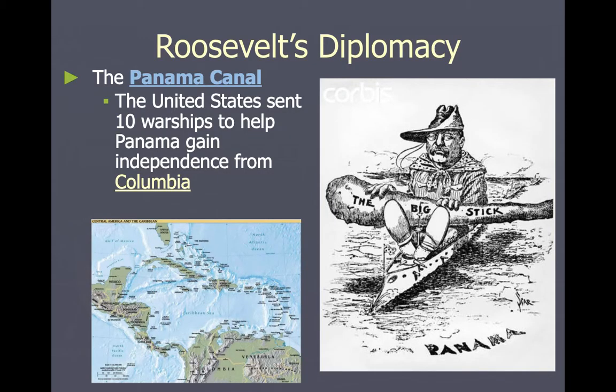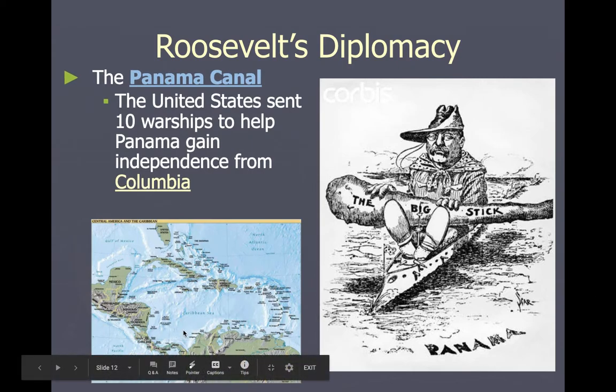So one of the things that the U.S. decides they need is to have, because we have two oceans on our borders, a way to connect our navies instead of having two separate navies. So the U.S. sent 10 warships to help Panama gain independence from Colombia. So basically, we want to build a canal right here.